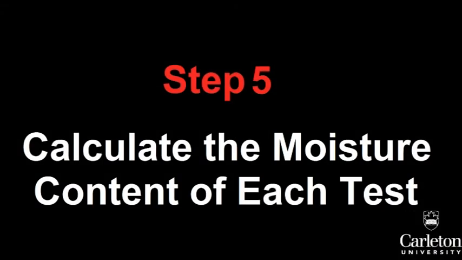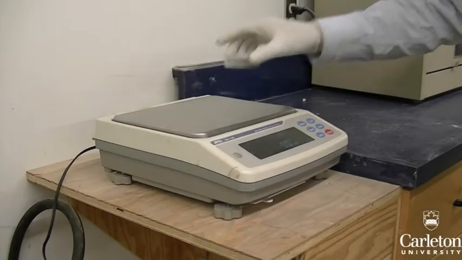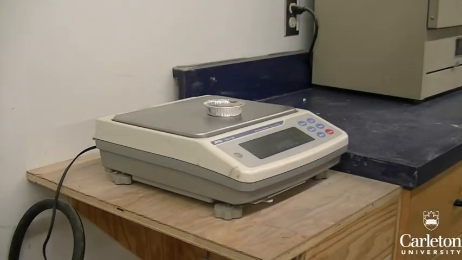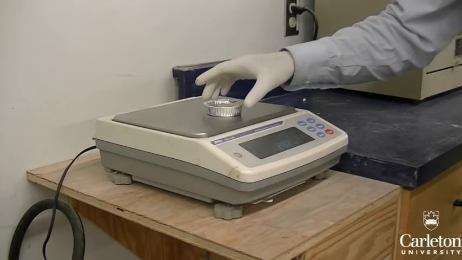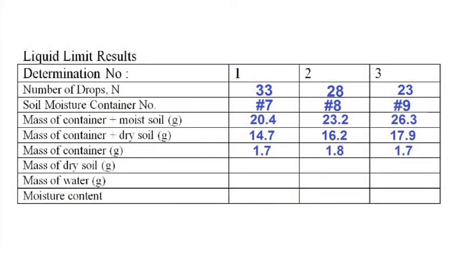After at least 24 hours, remove all your samples from the oven. Place the containers of dry soil on the scale and record the mass of each corresponding to the number of the container in your table. Using the data recorded, calculate the moisture content of each test.